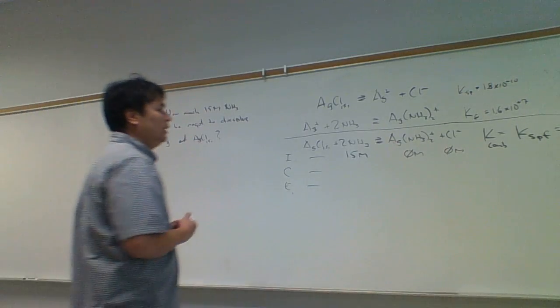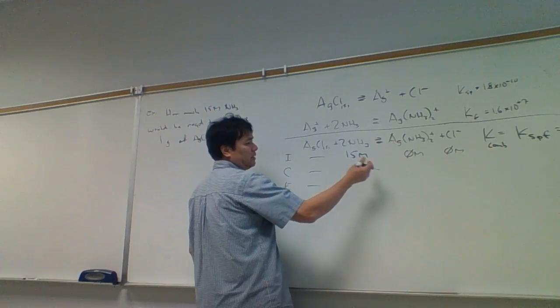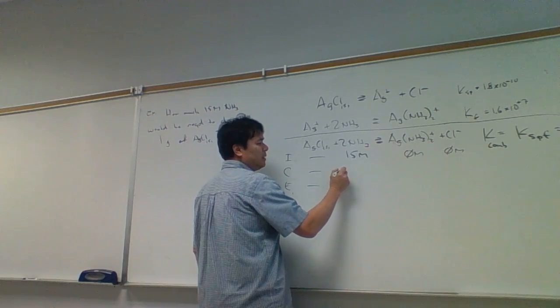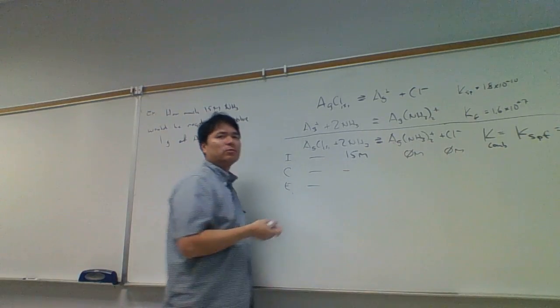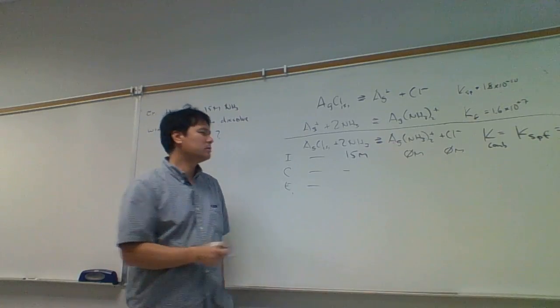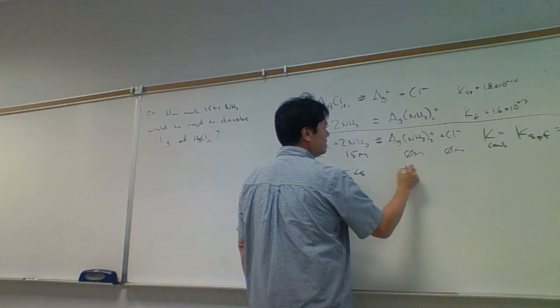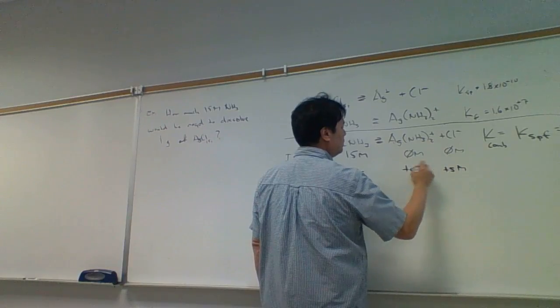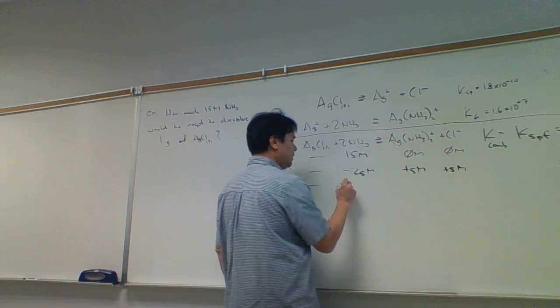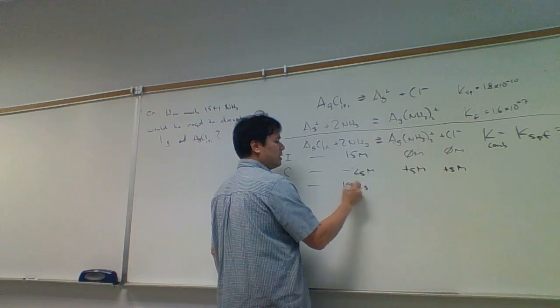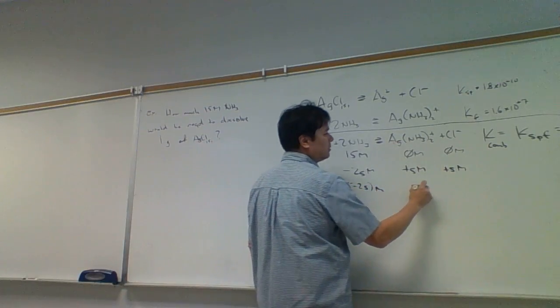Now, here, it's easy because here, it's got to go to the right. And so this is going to be minus. Now, when we go left to right, we call that solubility. And so this is going to be minus 2s plus s plus s. And so at equilibrium, I'm going to have 15 minus 2s, s, and s.